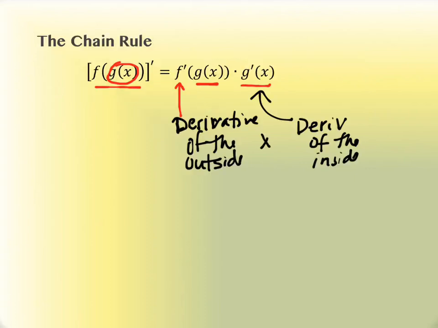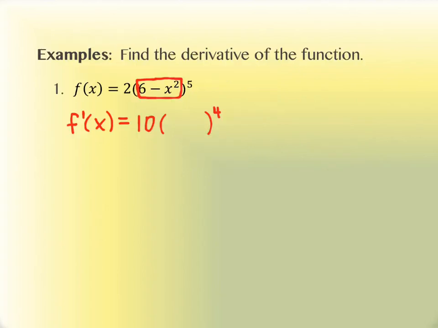And then what does it say is supposed to go inside that set of parentheses? The original function that was already inside. So whatever was inside that red box, in my case 6 minus x squared, will stay 6 minus x squared. We don't mess with it at all. That's the derivative of the outside. Then we multiply this by the derivative of the inside. That means the derivative of the 6 minus x squared. So what is the derivative of 6 minus x squared?